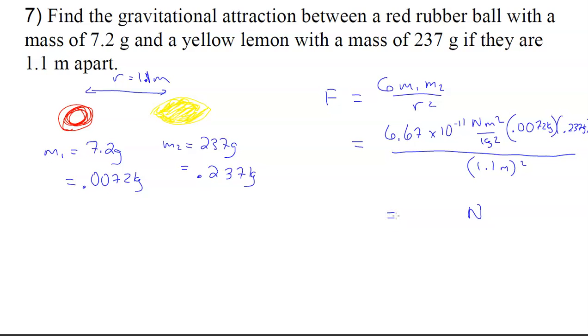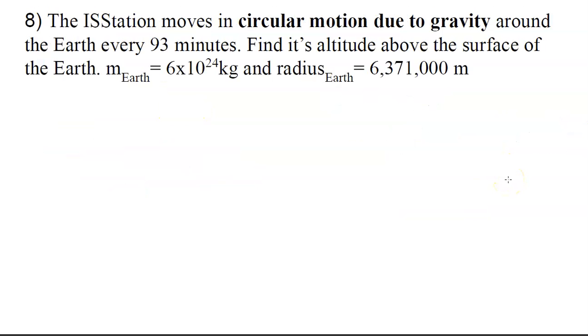All objects that have mass exert a gravitational pull on each other. With a red rubber ball and a lemon, it's going to be an exceptionally small number. You see this 10 to the negative 11 right there? And these are fractional numbers, so this is going to come out a little bitty. But that's okay. We don't see red rubber balls attracting lemons into their orbit or anything. If it's a star and a planet, then it makes a big deal.